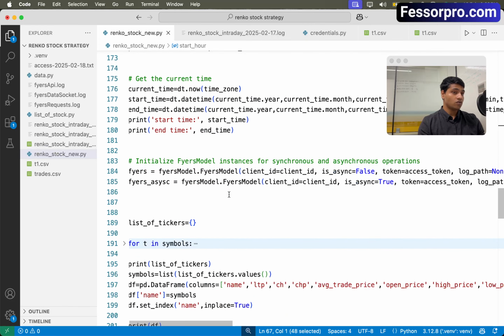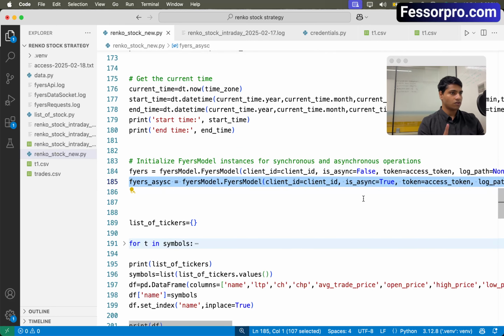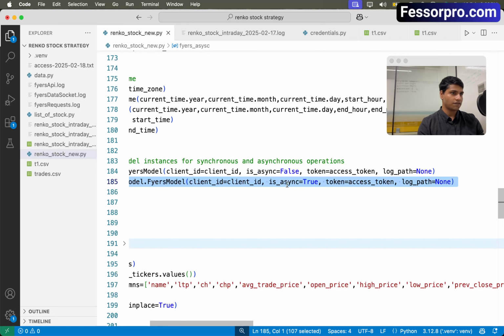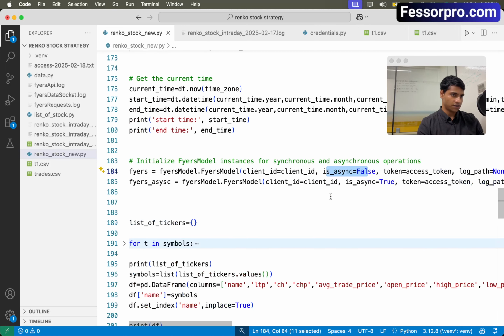Then I've created two Fyers model objects, one for normal synchronous programming and one for asynchronous programming. Now, what is the difference? The only difference is here I have written the argument async is equal to true and here async is equal to false. Rest all the things remain the same.